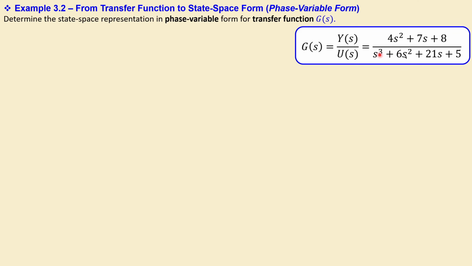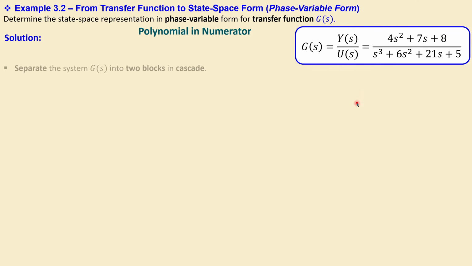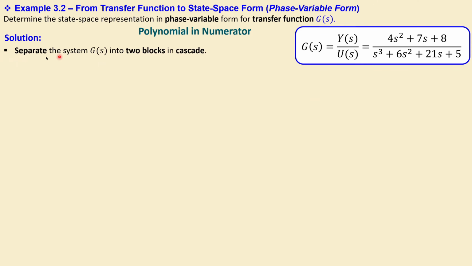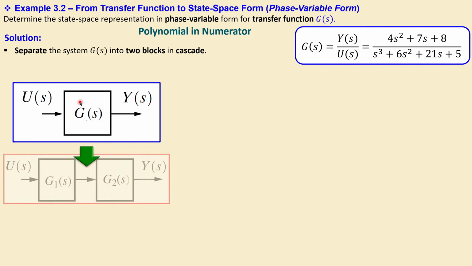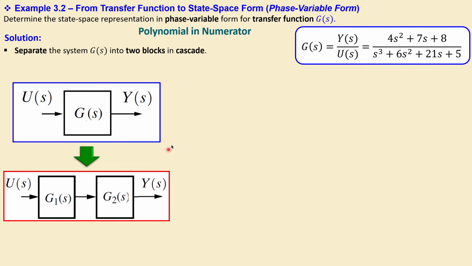example 3.2, which is another one, and we have the exact same denominator. Why I have now placed this numerator in a different form: we have now a polynomial of a higher order than 0 in the numerator, a second order polynomial here. Again, we need to separate the G in 2 blocks in cascade. So we have G, U comes in, Y comes out, and I have to separate this into G1 and G2. That is one of the ways to do that.